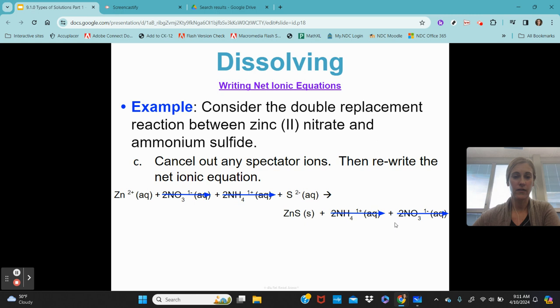And then finally, our net. Remember, our net is like take-home. This is what we take home after everything is said and done. It's just going to be zinc and sulfide reacting together to create zinc sulfide. So that's actually the net right there.